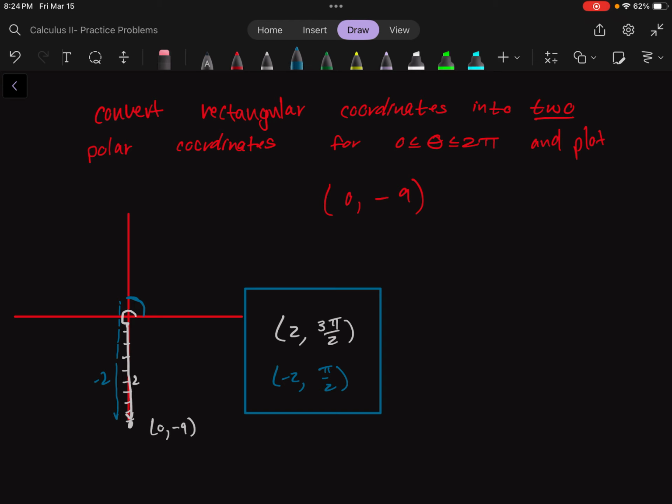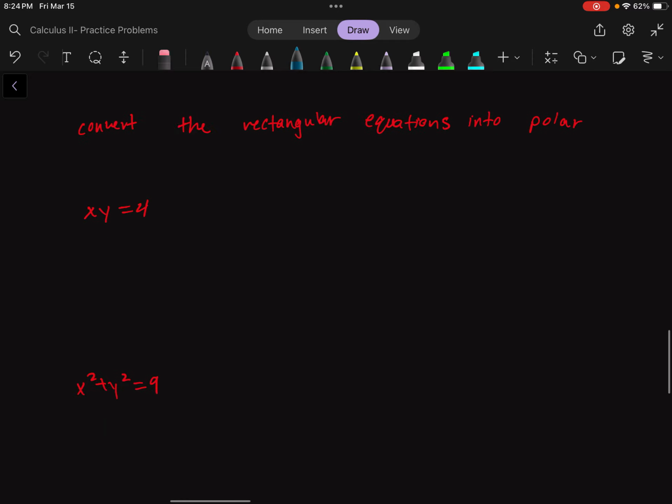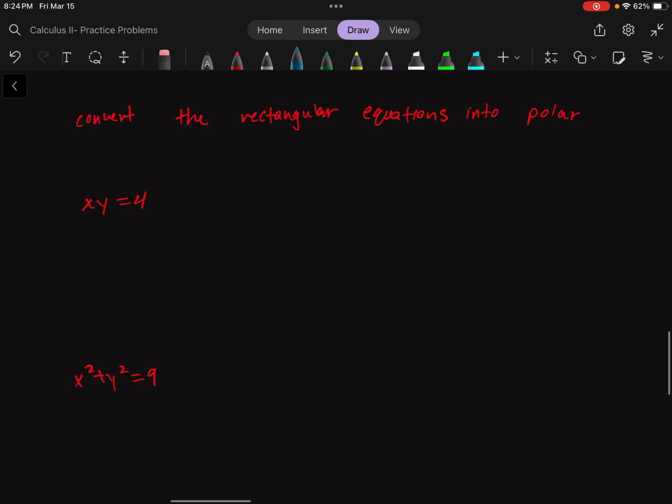So those are the two polar coordinate pairs that you can make through this rectangular coordinate. Okay, let's also look at these rectangular equations.